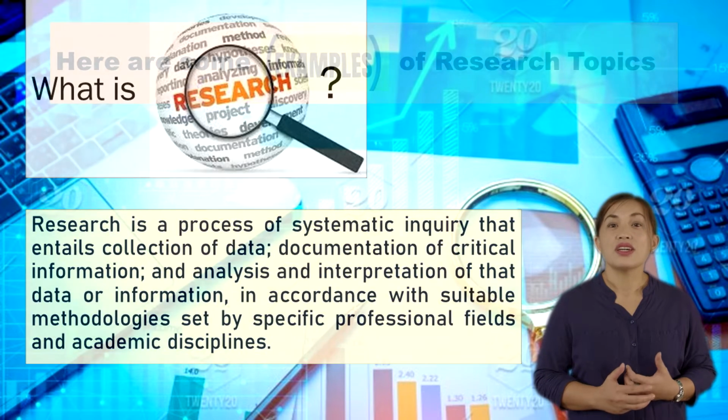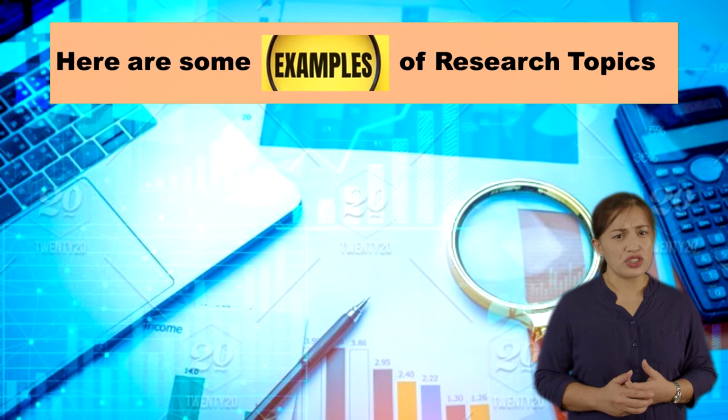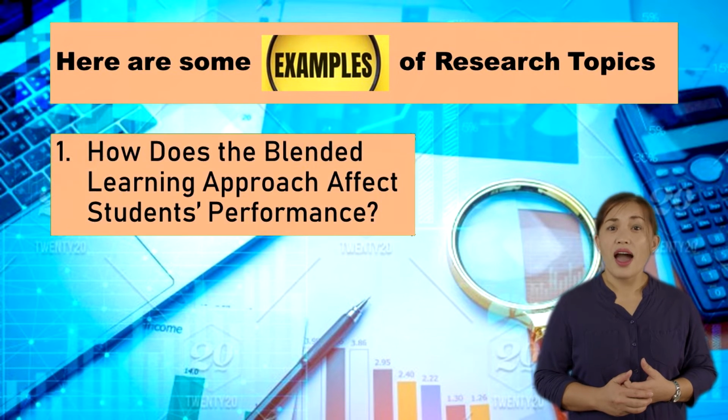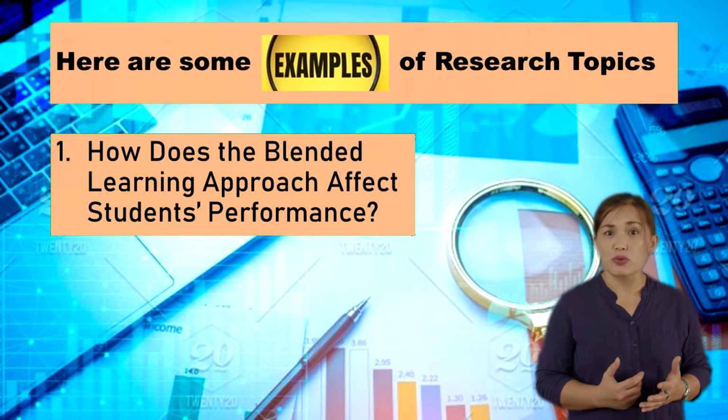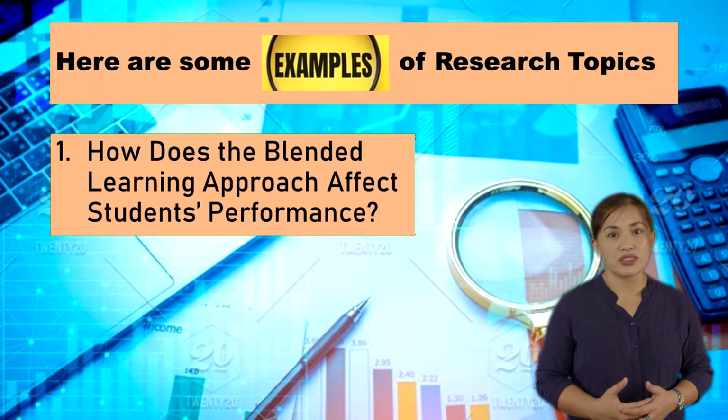Here are some examples of research topics. 1. How does the blended learning approach affect students' performance? Blended learning has been getting more and more popular recently. It is a modern learning approach that combines traditional classes with online materials. It requires strong management skills from students but gives more opportunities in the age of technologies.